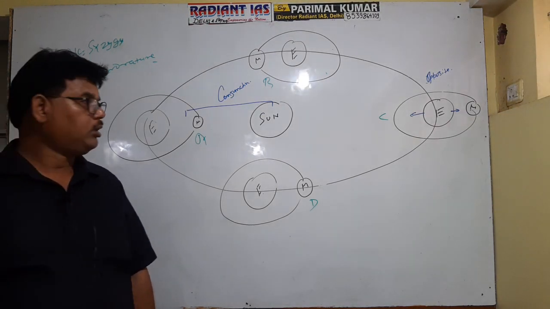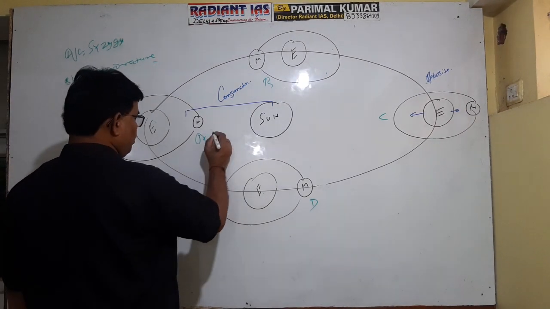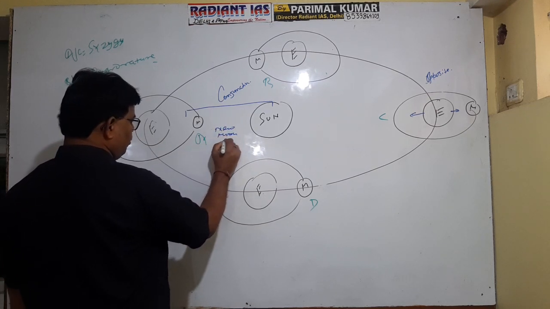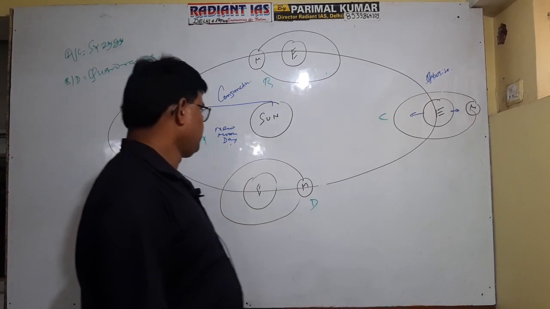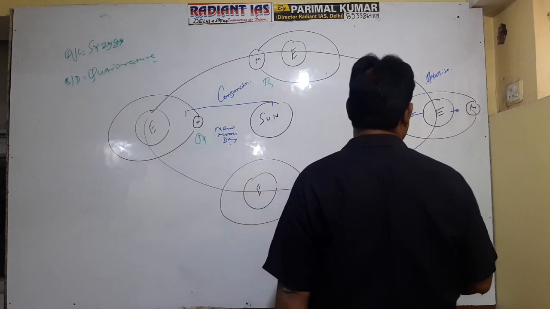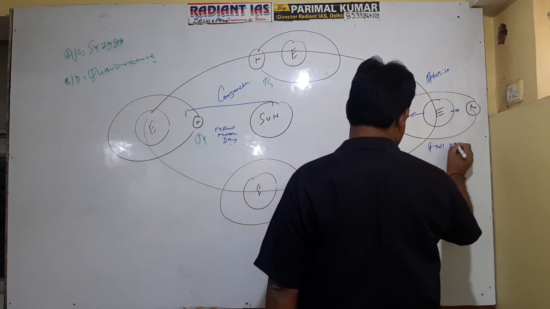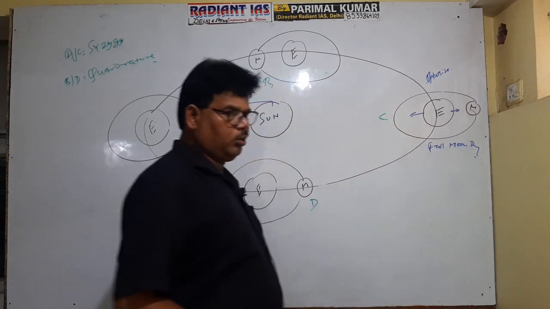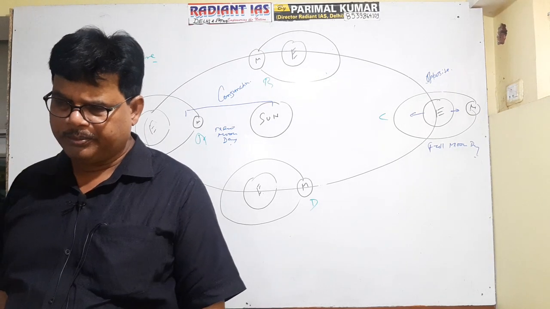Clear, na? The conjunction position is referred to as new moon day. And the opposition position is referred to as full moon day. New moon day and full moon day, Amavasya and Purnima. It is clear now?